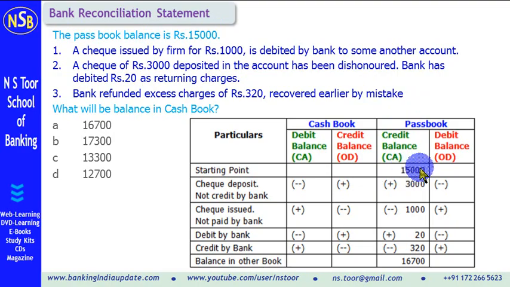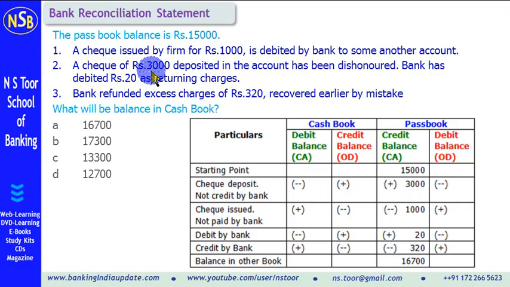Now we start preparing the statement. So for first transaction, check issued by the firm for rupees 1,000, which bank has not debited to firm's account but to some other account. So here is that transaction. Check issued by the firm but not paid by the bank. So why do we write not paid by the bank? Because this has not been debited to party's account. Hence it will be treated as if bank has not paid it. So it will be written here.